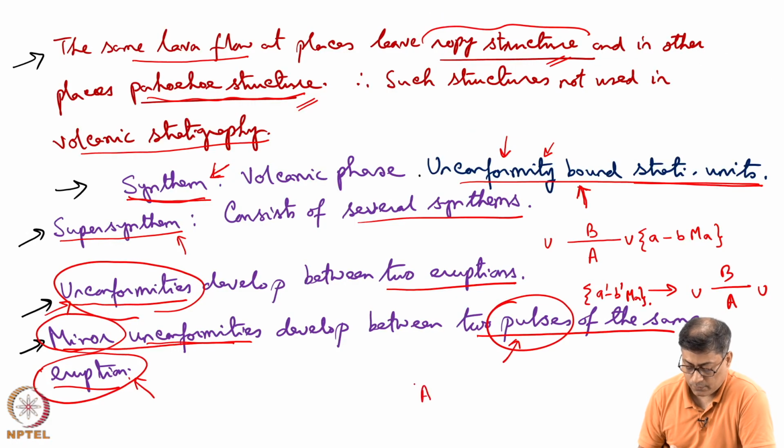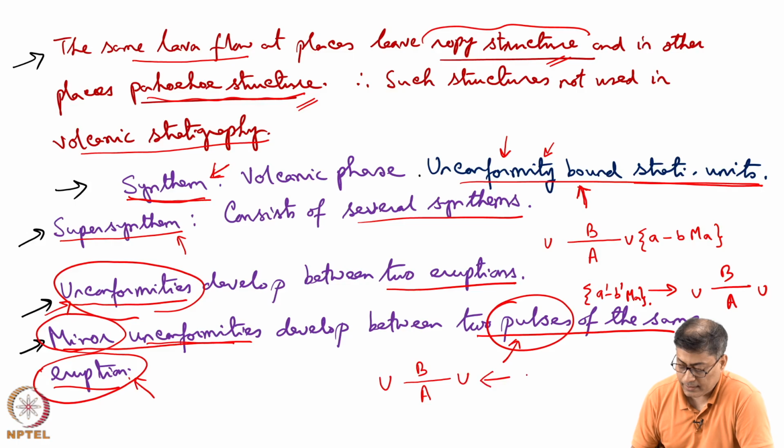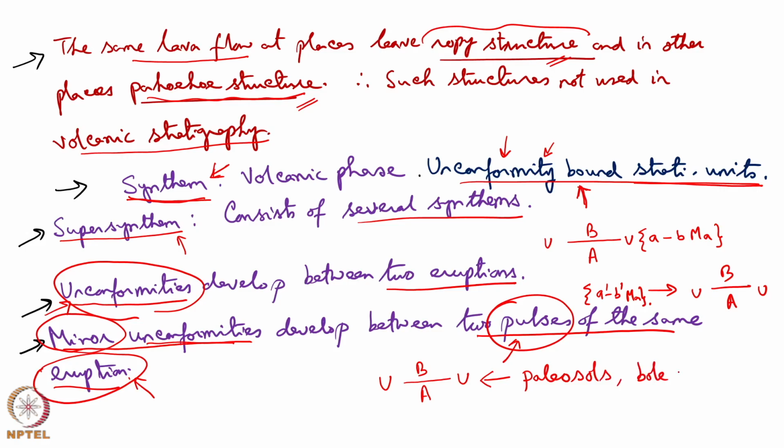Between two volcanic flow layers A and B, one can find an unconformity, and this unconformity can be characterized by paleosols or bole beds.